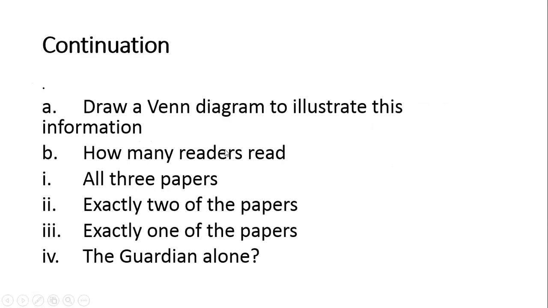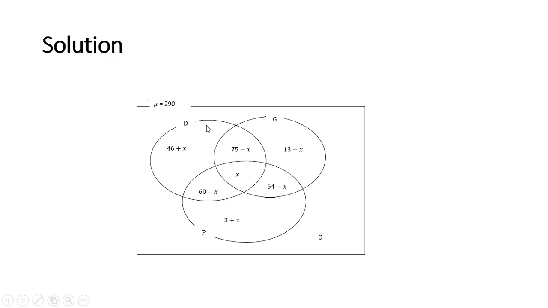(b) How many readers read all the three papers? (ii) Exactly two of the papers. (iii) Exactly one of the papers. And (iv) the Guardian alone. So the first thing we are going to find is those people that read the three papers.